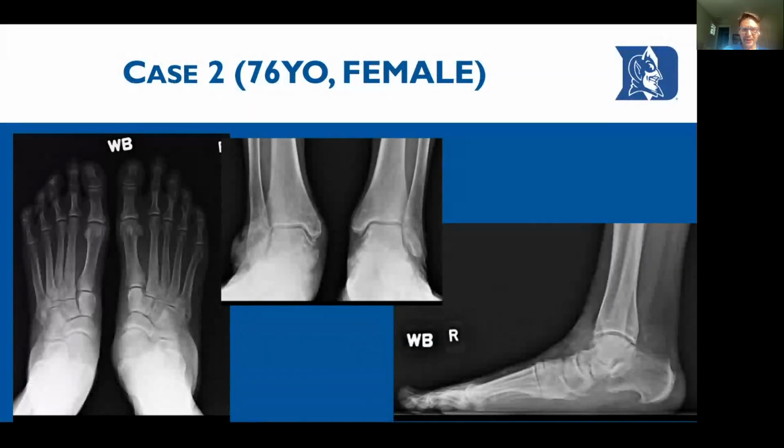I'll go very quickly through the second case. Completely different, a 76-year-old female with this X-ray. You can see a lot of abduction of the talonavicular joint. The ankle is spared. There's some arthritis in the ankle. There's collapse. There's sinus tarsal impingement.